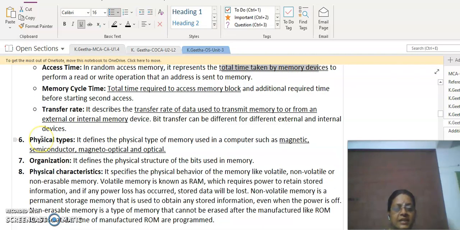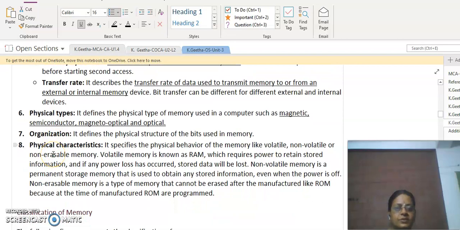What are the physical components which are going to be used to constitute that particular memory? The basic component used to build that memory comes under the category physical type. Usually the memory can be made of magnetic materials, or semiconductor type, or a combination of magnetic material and optical type, or purely optical. So based on the physical component used to design that memory, we have the classification called physical type.